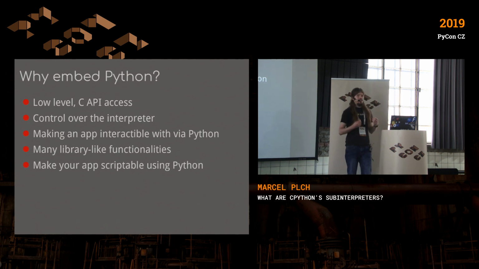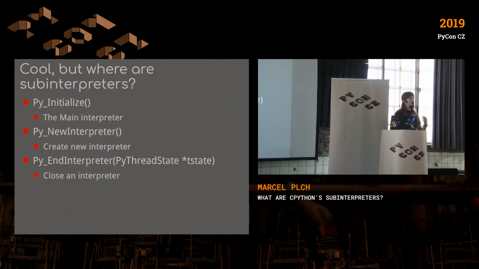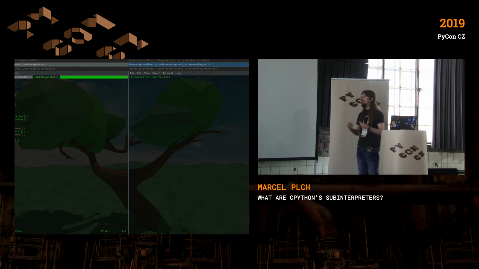Now, all right, this is all cool. We have subinterpreters, we have embedding, C API, but where are the subinterpreters? I mean, we haven't touched them yet. So, to get to them, I have prepared some examples of how embedding is done, and I guess I'm going to make this larger.